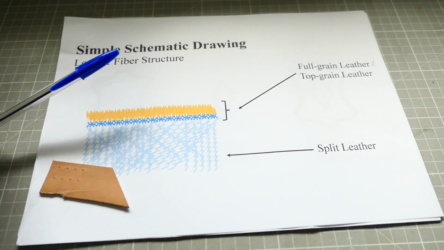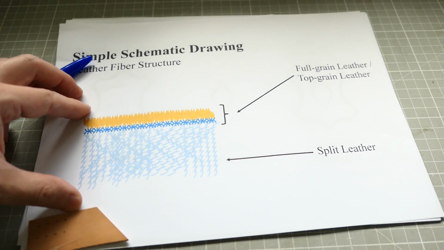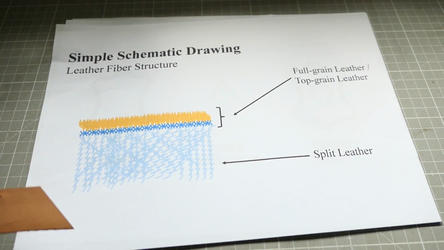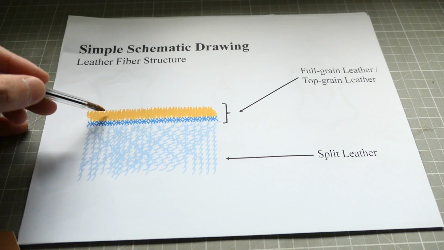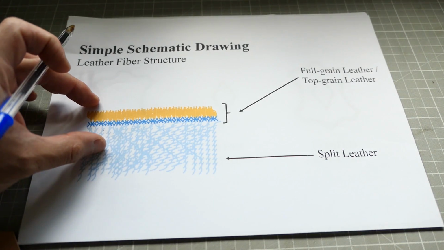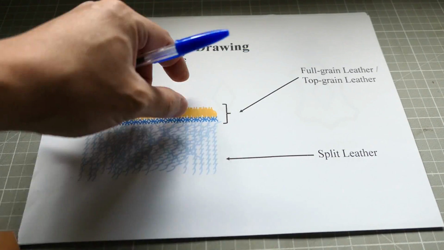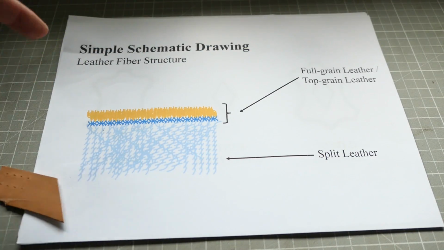Depending on how thick they start with, it all comes to about 3 or 4 millimeters. Around this part, some of the split leather and also the interface layer and the grain all come to the tannery, and then they process it.